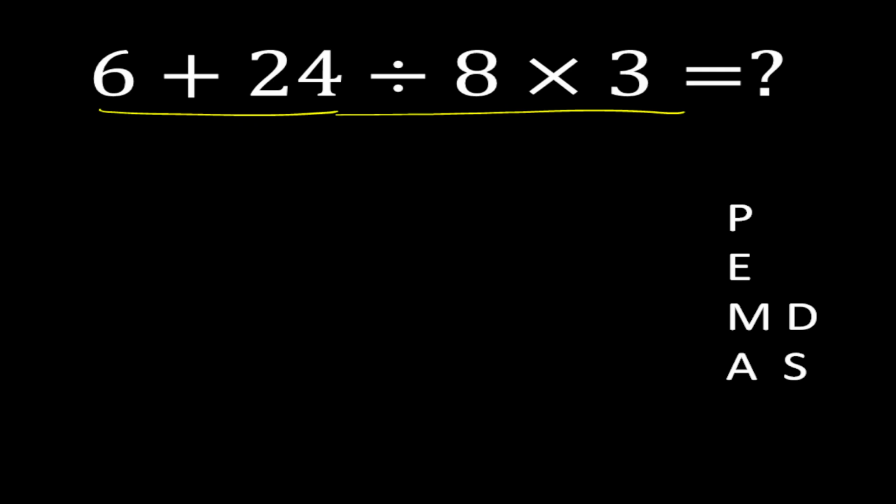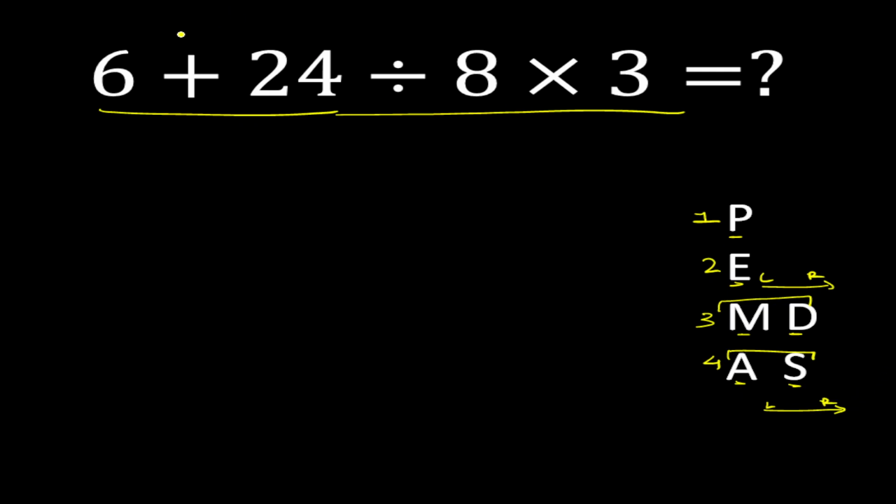So let's solve this problem correctly by using the PEMDAS rule. First priority is parentheses. Second priority is exponents. Third priority is multiplication and division; here multiplication and division both have equal priority, so we have to solve it from left to right. Then fourth and last priority is addition and subtraction. And also addition and subtraction both have equal priority, so we have to solve it from left to right.